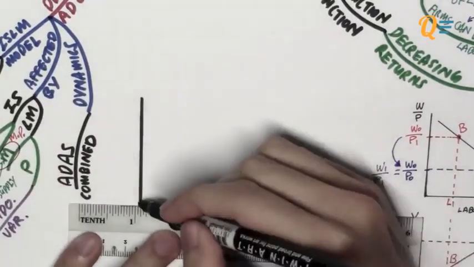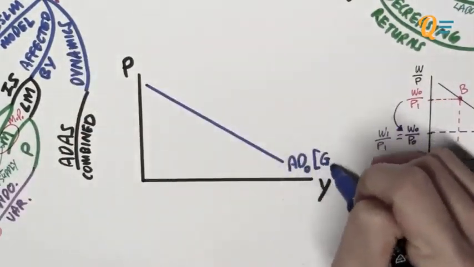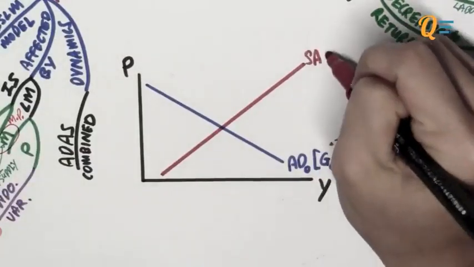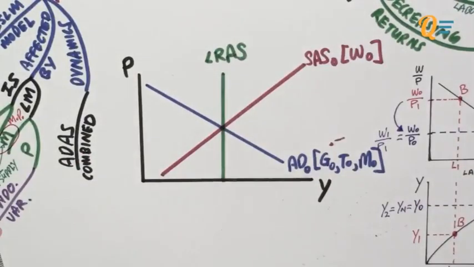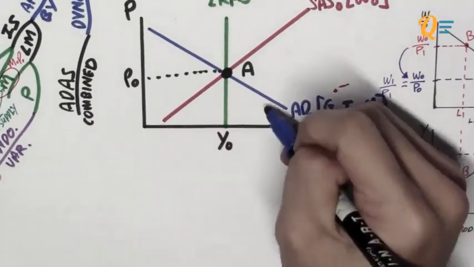Okay, so just let me combine all the curves together and show you what the ADAS model looks like in the end. So that's your AD curve, your SAS curve, and your LRAS curve. And the initial equilibrium is going to be at point A over here. So this is an overview of how the ADAS curve looks like. We're going to go on to the dynamics in the next video.